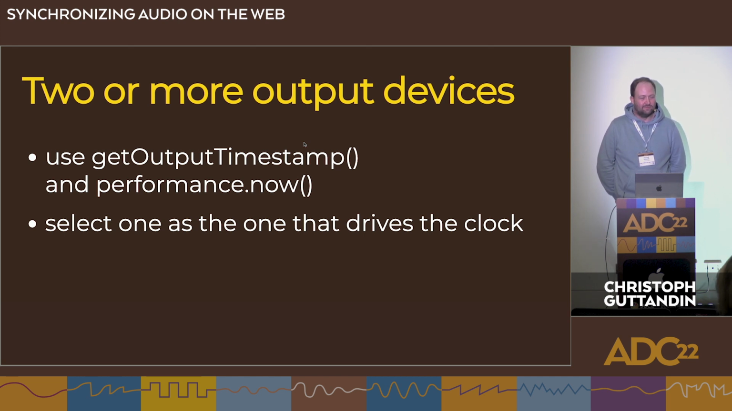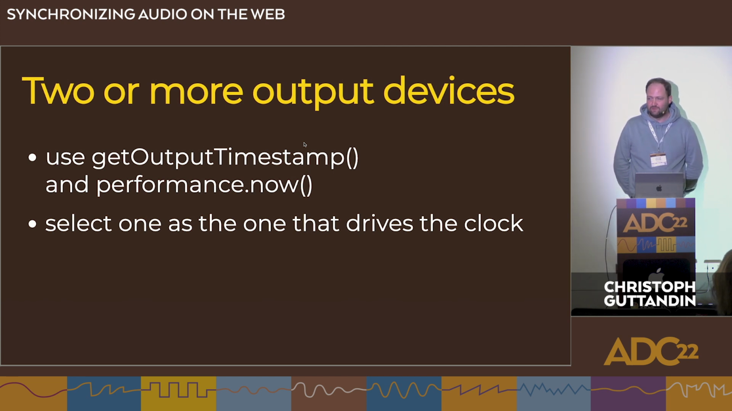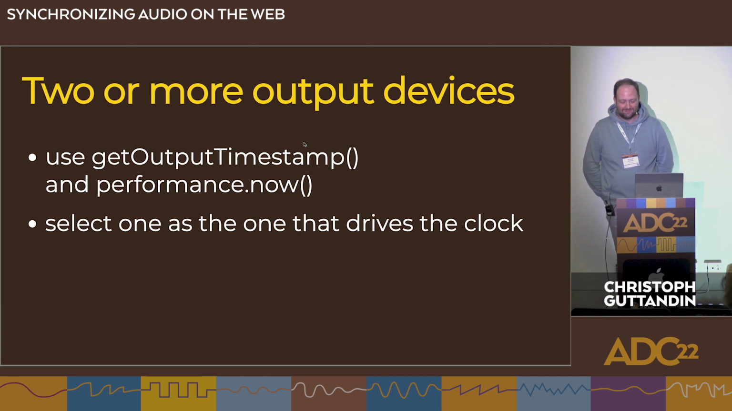The future version of the WebRTC API will have an option to set the sink of an audio context, which would then allow you to run two different audio contexts going to two different devices at the same time. And again, you would then need to do getOutputTimestamp calls on both of them, decide which one you use to drive the synchronization, and then synchronize the other to it.